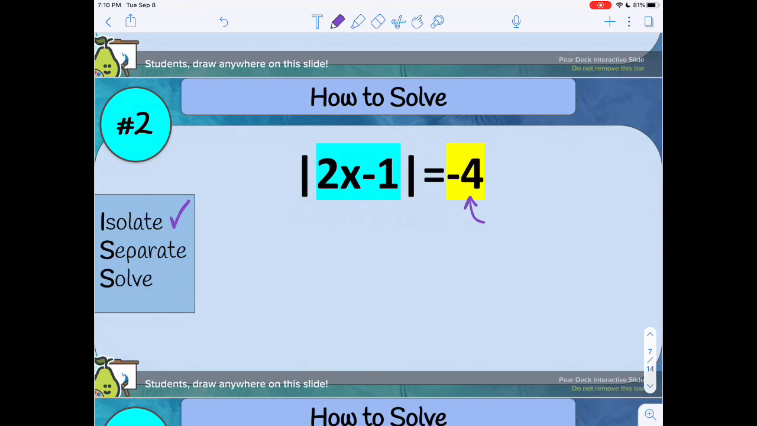It's a negative number. And remember that you cannot ever have an absolute value return a negative number. So it cannot be negative. So this is an example where there is no solution.